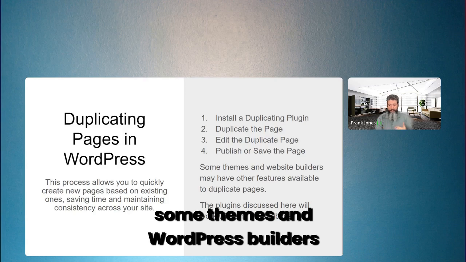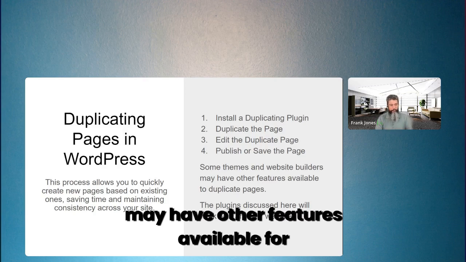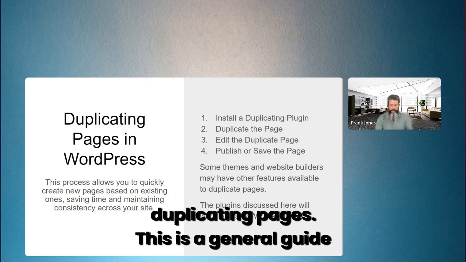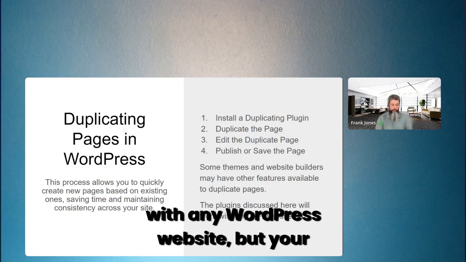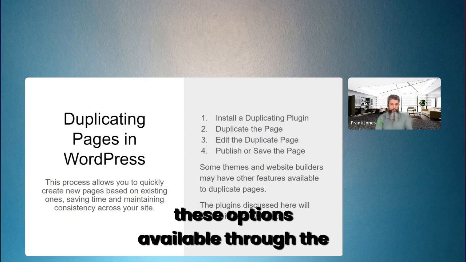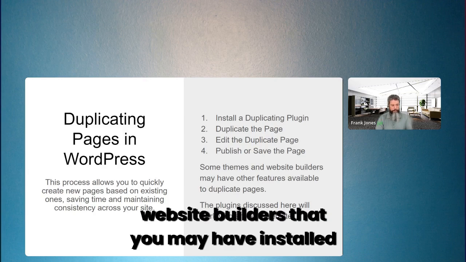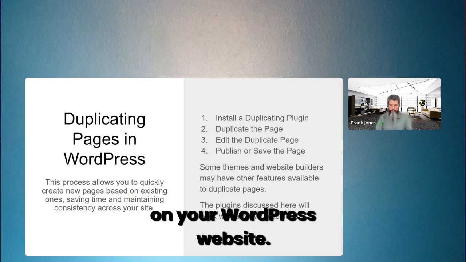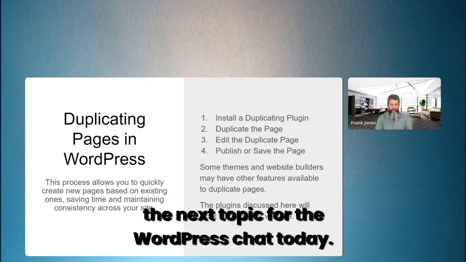Also keep in mind that some themes and WordPress builders may have other features available for duplicating pages. This is a general guide to focus on these 2 plugins that will work with any WordPress website, but your specific setup may already have some of these options available through the themes or the website builders that you may have installed on your WordPress website. So that covers duplicating pages in WordPress, and we're going to move on to the next topic for the WordPress chat today.